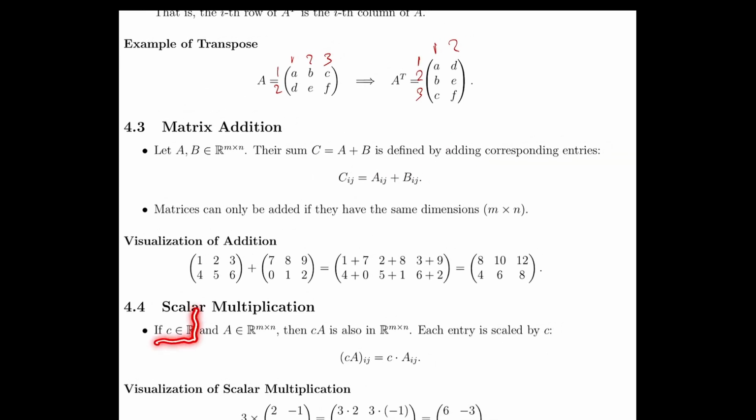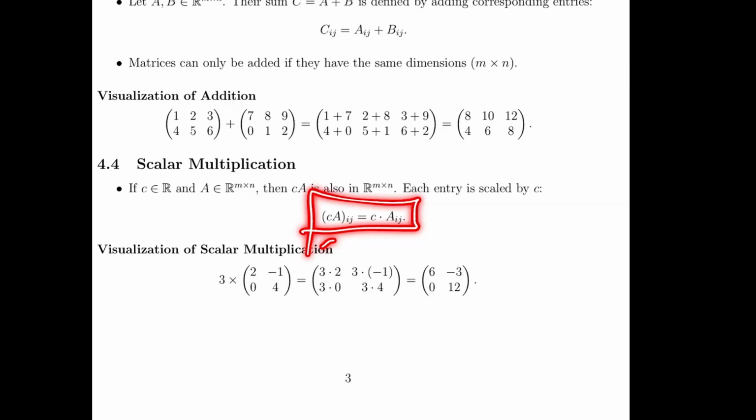Multiplication. If you have a scalar c belonging to R, a real number, and if you have a matrix A belonging to R^(m×n), which means a matrix of m rows and n columns, then cA again would be a matrix with the same dimension, and each entry of the matrix is going to be multiplied by c. That's it. This can be written mathematically by this expression, which means that cA is a matrix by itself, so each of its entries ij is equal to the real number times the entry A sub ij.